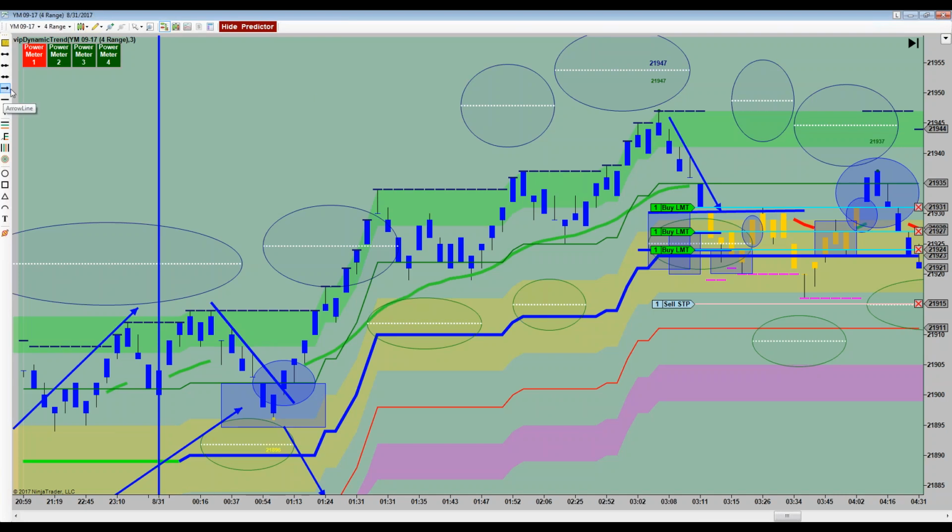Market popped up, moved in your favor. You're up a little bit. Maybe you got a scalp off, maybe you didn't. And all of a sudden you notice these bars aren't going up here anymore. What do we have to do about that?